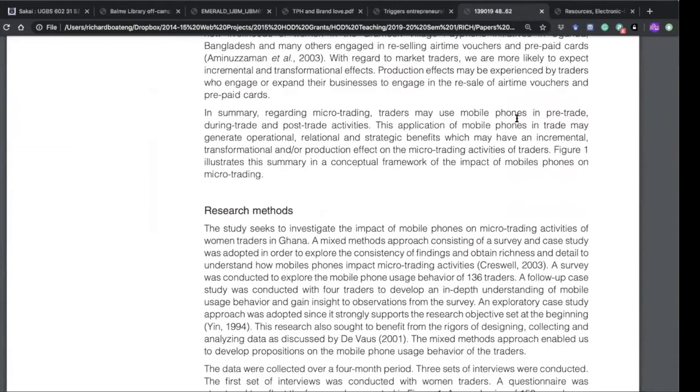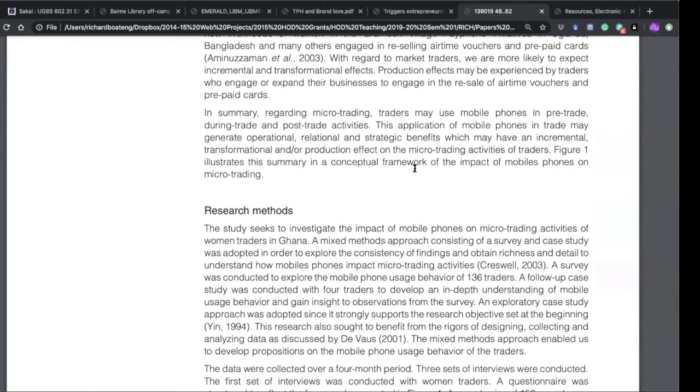This application of mobile phones in trade may generate operational, relational, and generic strategic benefits, which may have an incremental, transformation, and production effect in the micro trading activities. Figure 1 illustrates the summary in the conceptual framework. So your conceptual framework, or your research framework even, is a summary of your discussions of the relationship that can exist between variables. It's a summary. So the summary is presented here.